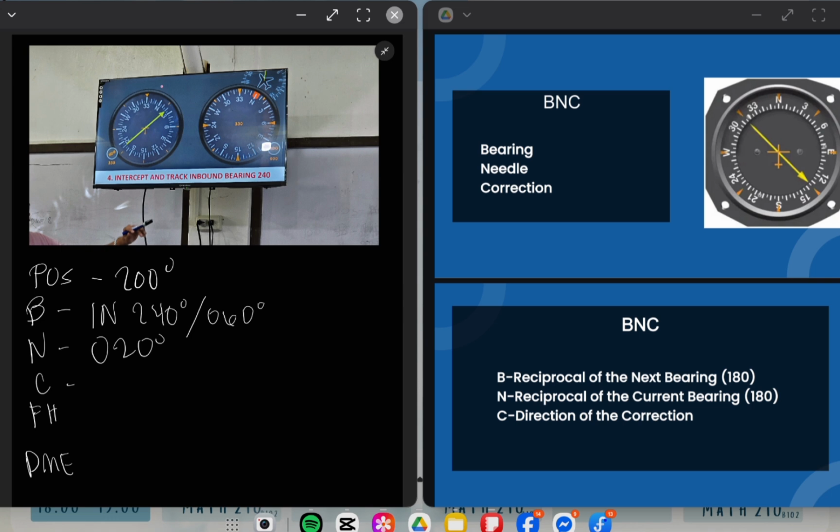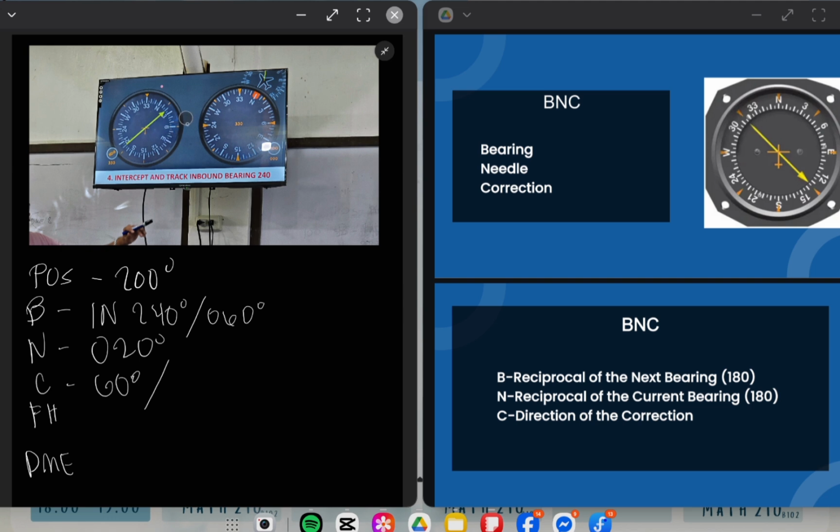We cannot use angles that are lower than the difference between the bearing and the needle. So our options are 30, 60, 90. We will be using 60 degrees because it's more than 40. So our correction is 60 degrees, so 060.